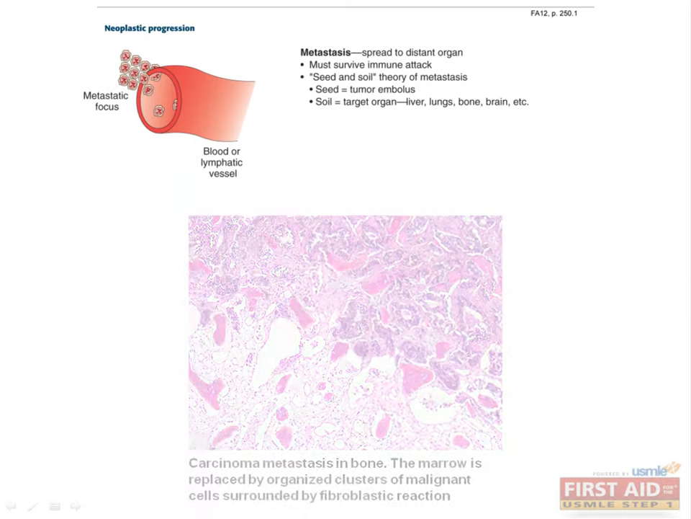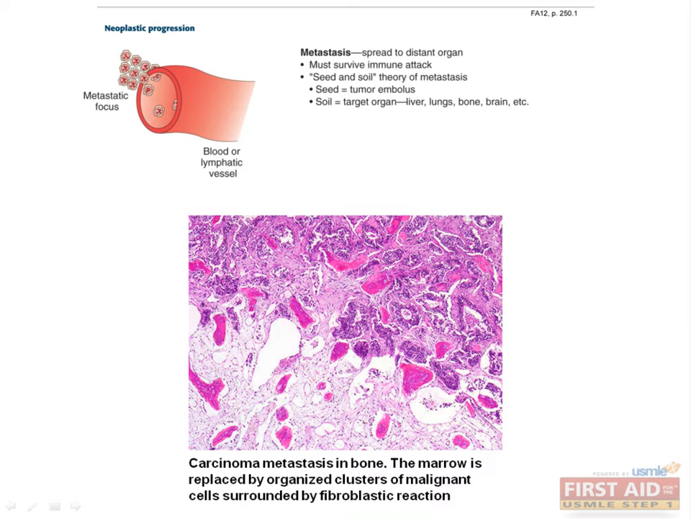Finally, the cells can acquire a mutation that allows them to survive in a distant location, which is manifested clinically as a metastasis. One thing you should remember about metastasis is that carcinomas typically spread through lymphatic vessels, while sarcomas typically spread through blood vessels.